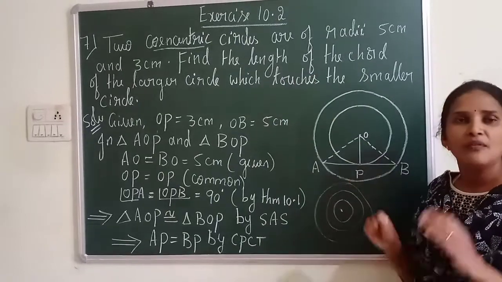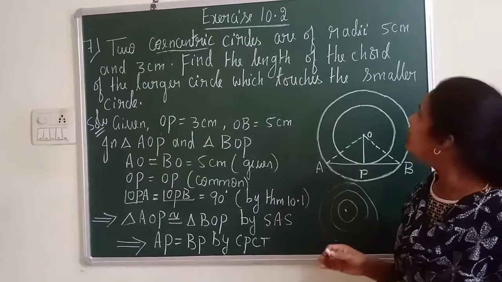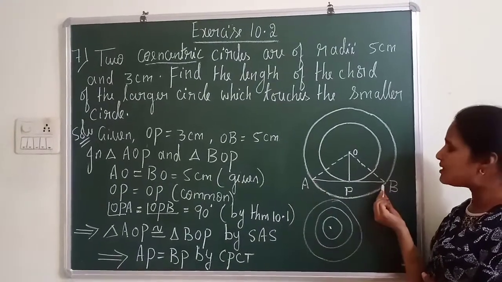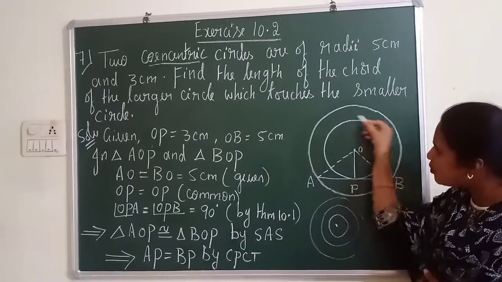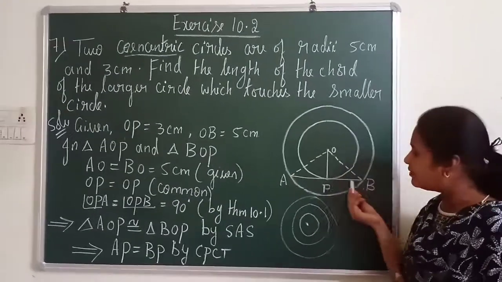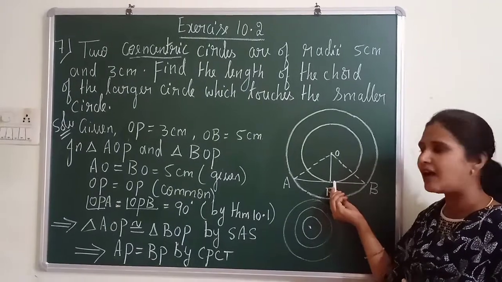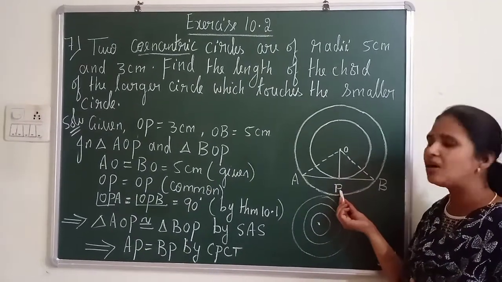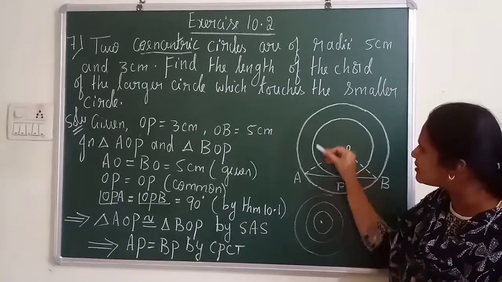He is asking to find the length of the chord of the larger circle. Here you can observe AB is the chord. AB is a chord for the larger circle, and it touches the smaller circle at a point P. You can see that this P is the point of contact for the smaller circle.